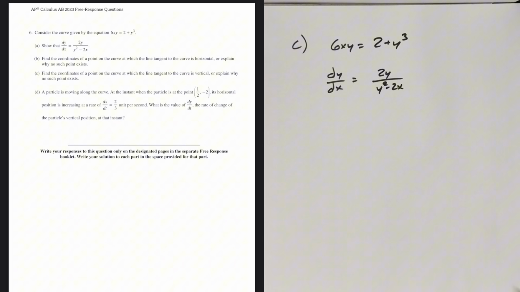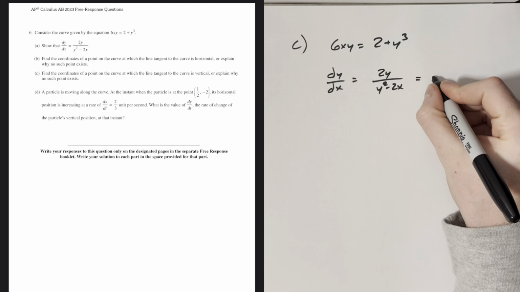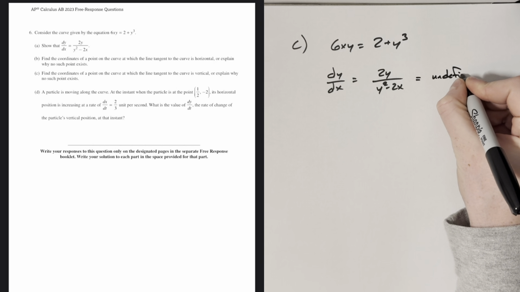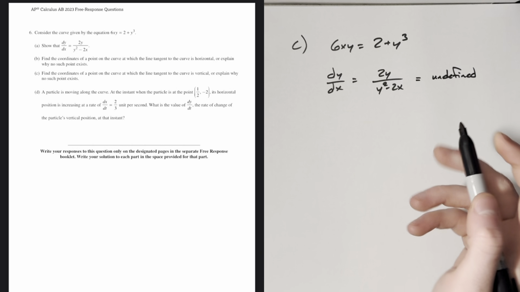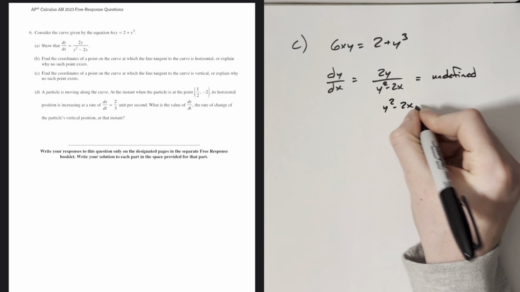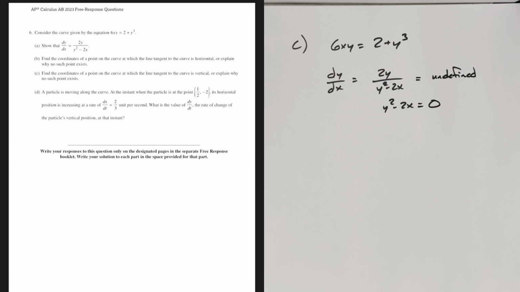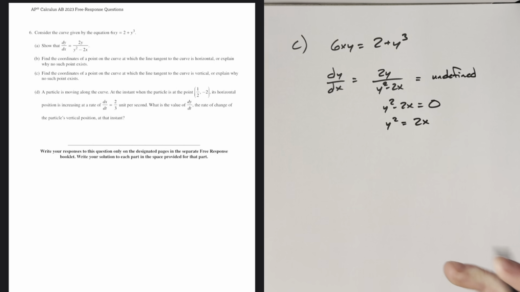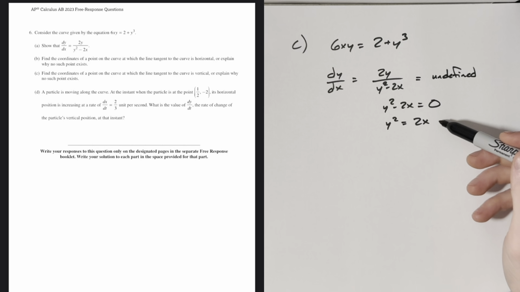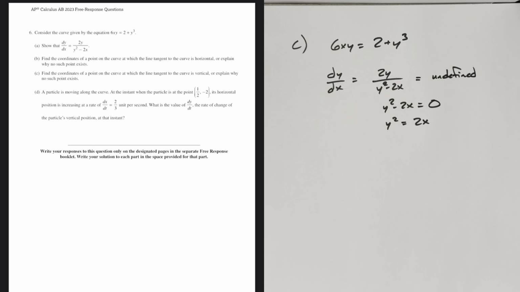Now for a vertical tangent, my derivative has to be undefined, right? Which also means that this denominator here, y squared minus 2x, has to equal 0. So y squared equals 2x. And this is just true in order for there to be a vertical tangent line. Now they're asking us for the coordinates of a point, right? And we saw in the last question, just because we get an equation out of this doesn't necessarily mean that that actually exists on the curve.